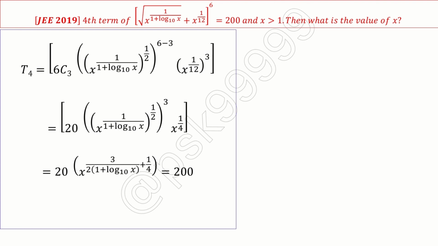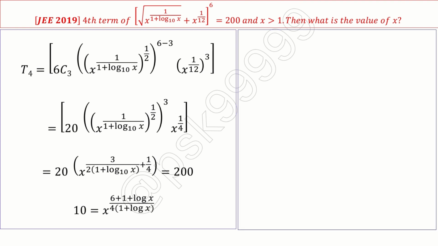3 by 2 times (1 plus log x to the base 10) plus 1 by 4, which is equal to 200. That is what is given. Okay, so now if we simplify, 200 by 20, the RHS, it will become 10. Okay, so 10 equals x to the power of 6 plus (1 plus log x) divided by 4 times (1 plus log x). Okay, now if you want to get the value of x, we need to apply log. So apply logarithm on both sides.